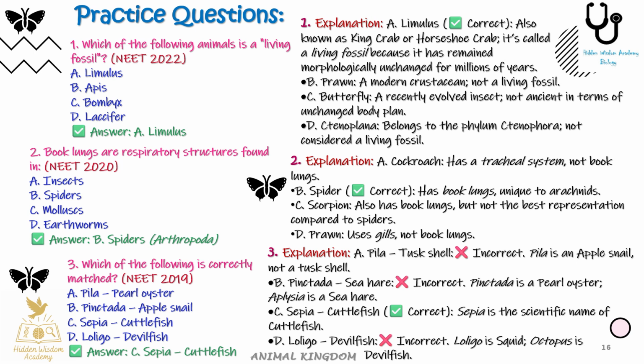Explanation. Option A, Pila, tusk shell, is incorrect because Pila is an apple snail, not a tusk shell. Option B, Pinctada sea hare, is wrong as Pinctada is pearl oyster and Aplysia is the sea hare. Option C, Sepia cuttlefish, is correct as Sepia is the scientific name of cuttlefish. Option D, Loligo devilfish, is incorrect because Loligo is squid while octopus is known as the devilfish. The correct answer is option C, that is Sepia is correctly matched with cuttlefish.